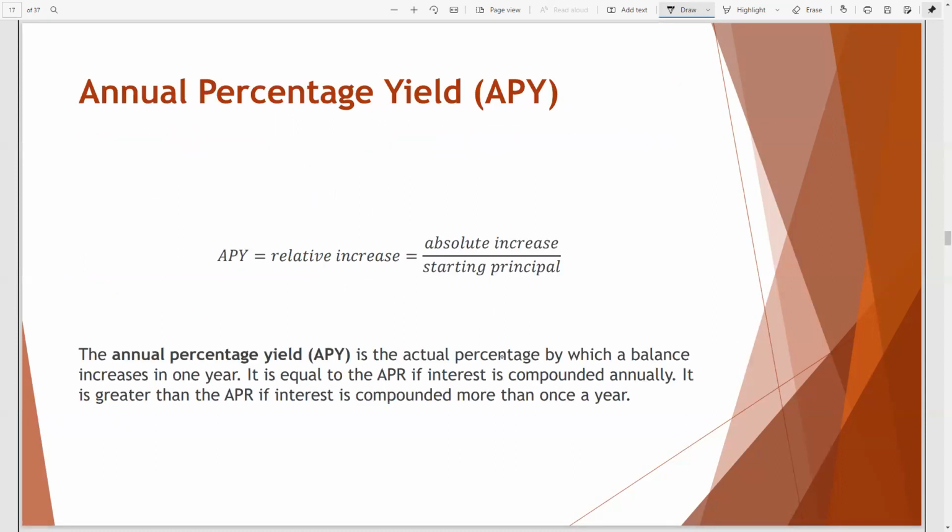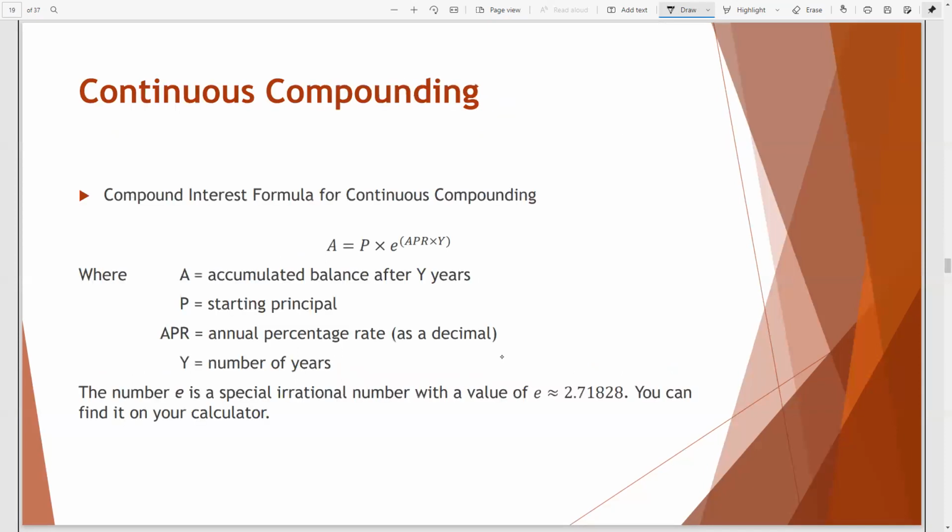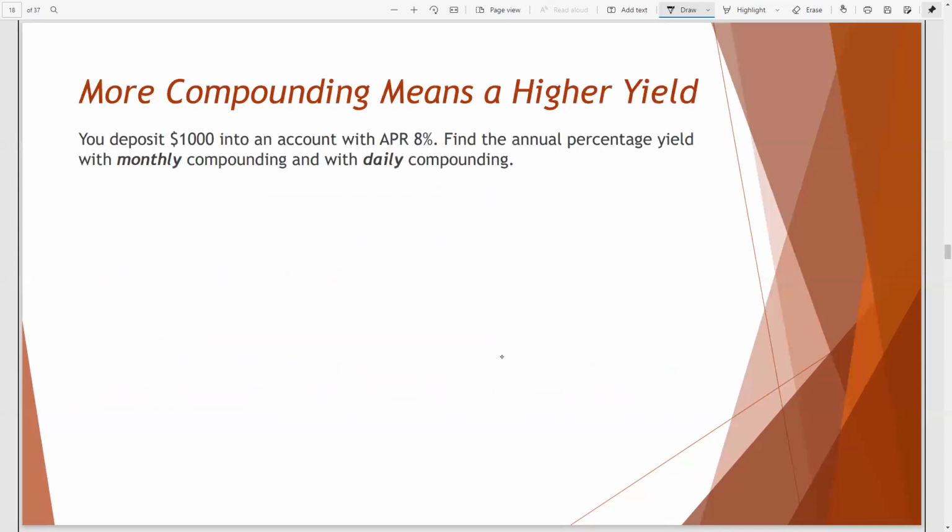But APR is also an annual percentage yield, so it's just in the view of 1 year. More compounding means a higher yield. It means you have more interest. Invest $1,000 into an account whose APR is 8%. You get monthly compounding and daily compounding, to see what's going on.